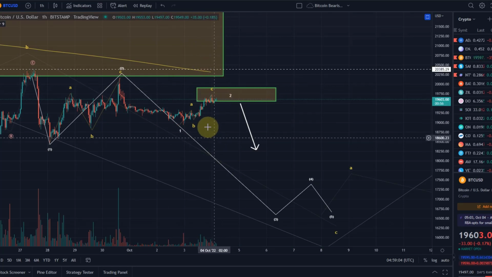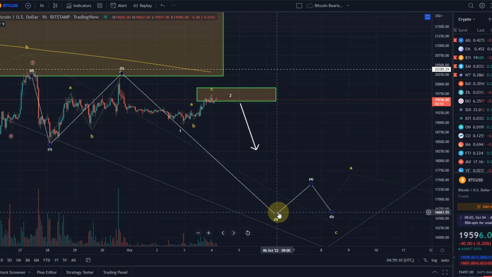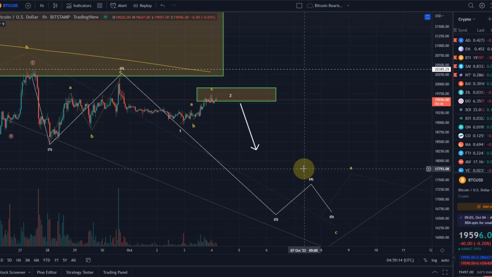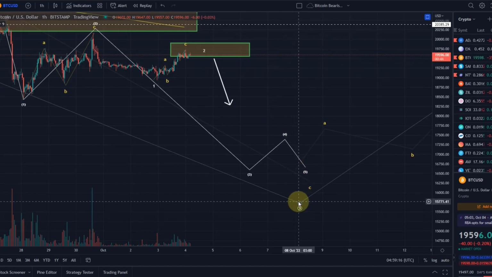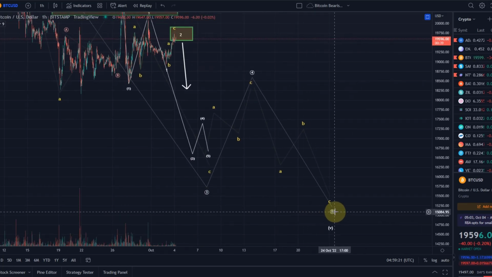Okay, and this is one particular wave count, which would eventually take us in this wave 3 down to around 17k before we move up in a wave 4 and come down in a 5 to finish off this circled wave 3 at around 15.8k, and then the overall pattern can take us down to 14 to 15k.